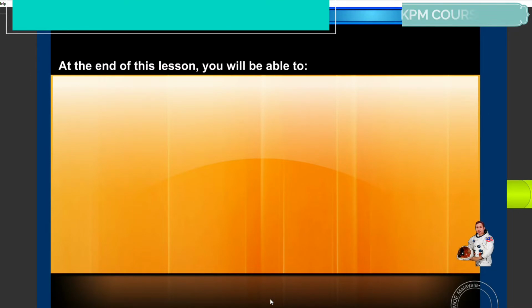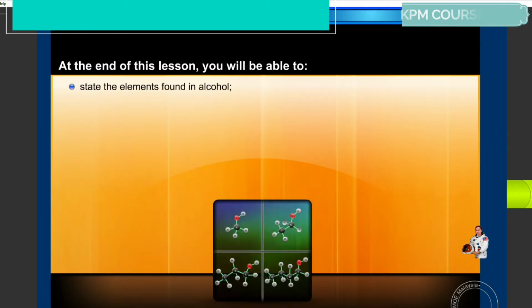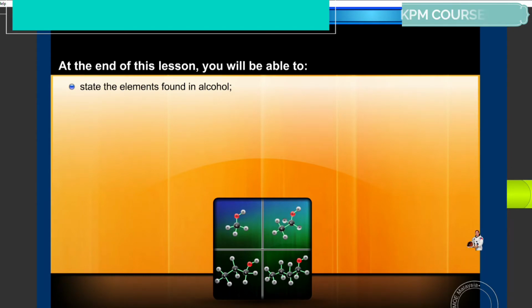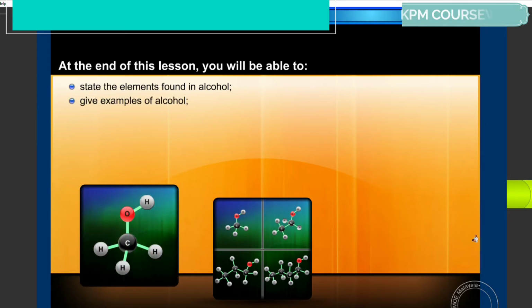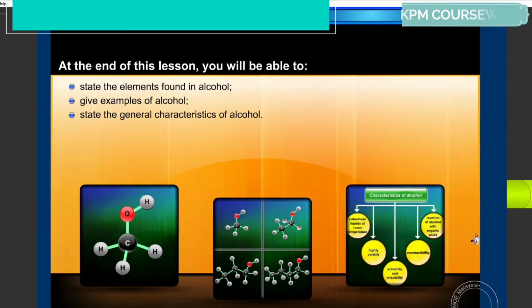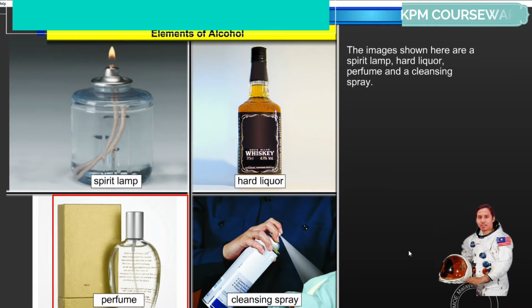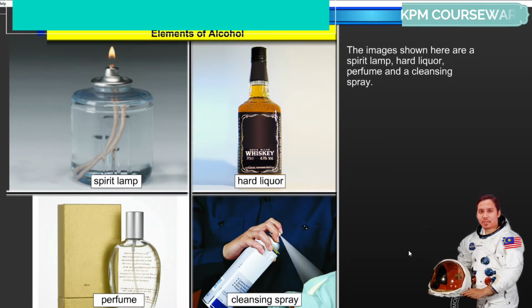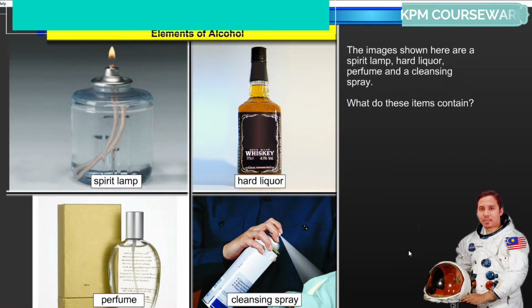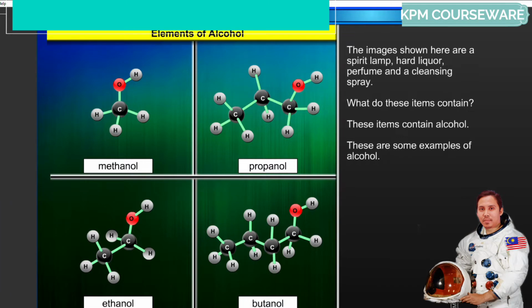At the end of this lesson, you will be able to state the elements found in alcohol, give examples of alcohol, and state the general characteristics of alcohol. The images shown here are a spirit lamp, hard liquor, perfume, and a cleansing spray. What do these items contain? These items contain alcohol. These are some examples of alcohol.